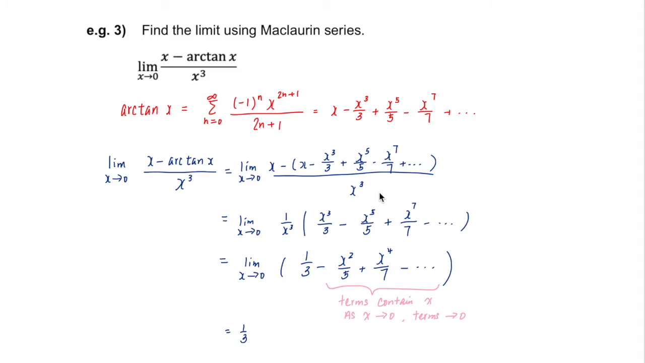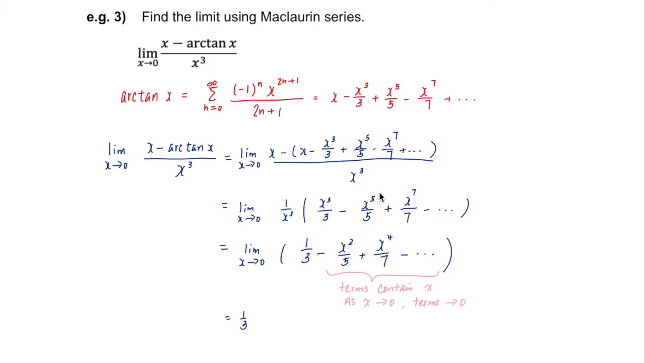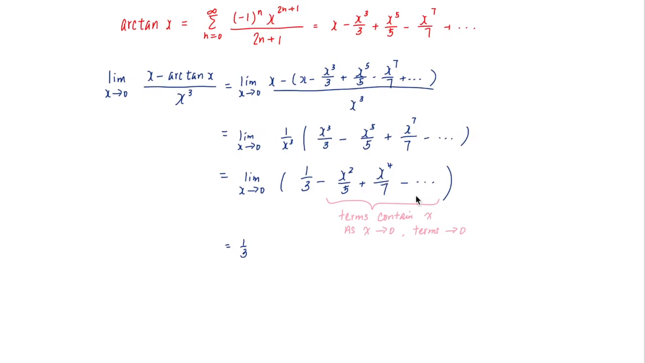And then once we simplify all the powers of x's, we are really looking for the limit as x approaches 0 of a polynomial function, 1 over 3 minus x squared over 5 plus x to the power of 4 over 7, and so on. Any terms that have an x in it, or power of x in it, will become 0 as x approaches 0. So your final answer is 1 over 3.